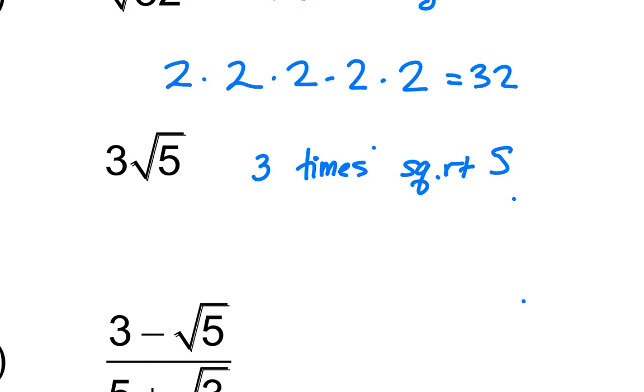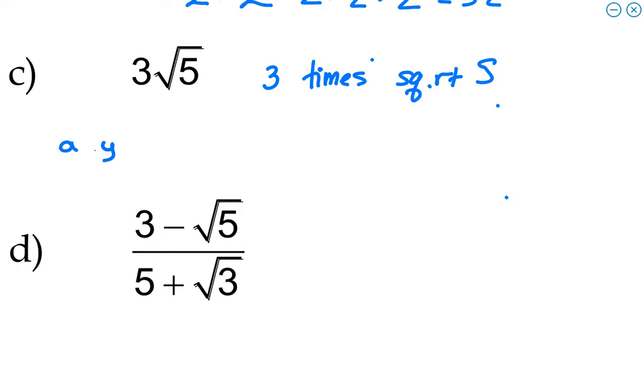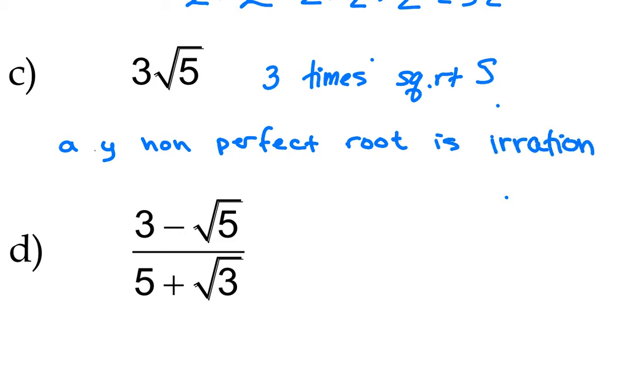So, any non-perfect root, and I'll jot this down for you. Any non-perfect root is irrational. How do you know if something's irrational? Just look at the decimal. Is it random and crazy like pi? It's irrational.